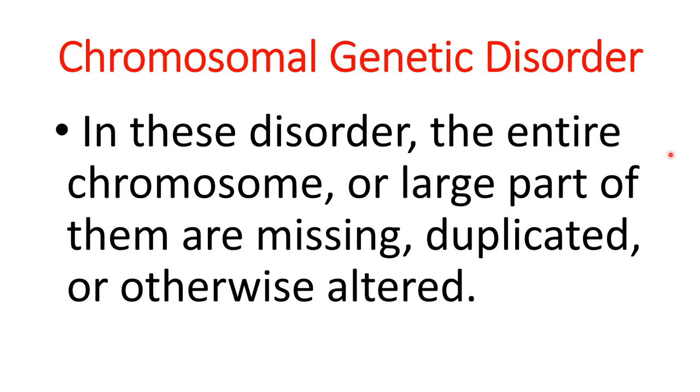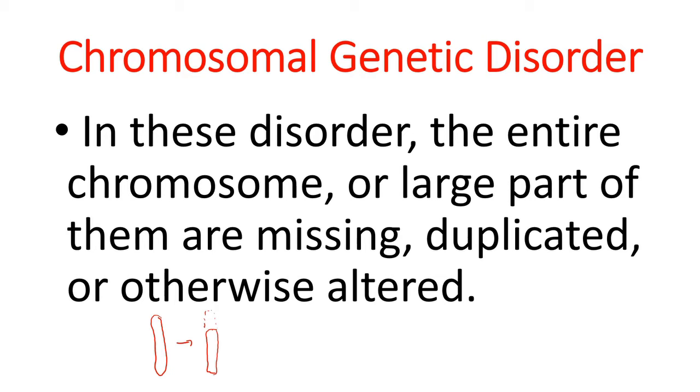Since genetic disorder is a big topic, we will limit it only to chromosomes. In a chromosomal genetic disorder, your chromosome is affected, wherein that chromosome is missing, duplicated, or otherwise altered. For example, if this is your chromosome, it can be missing a part like this. This is the case of Cri-du-chat syndrome.